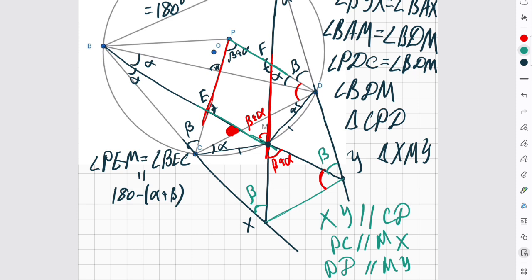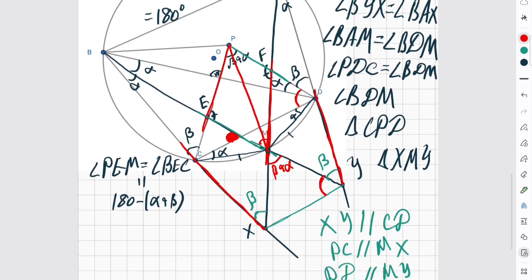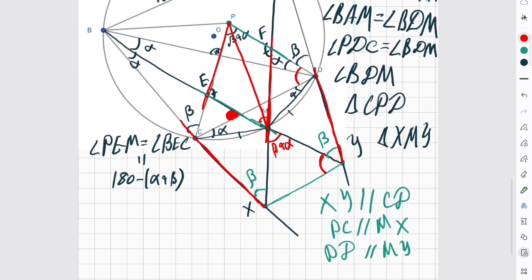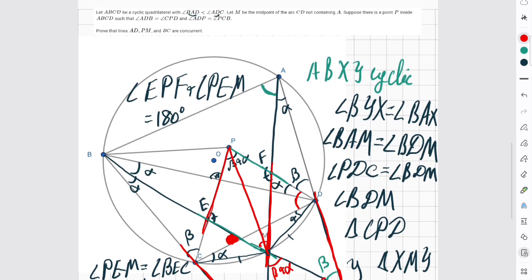So we find that because of the parallel sides, we have a homothety between triangles PCD and MXY. Because of this, we know that the lines PM, CX, which is also the line CB, and DY, the same as AD, intersect in the same point. So we can say that yes, indeed the lines PM, BC, and AD are concurrent.